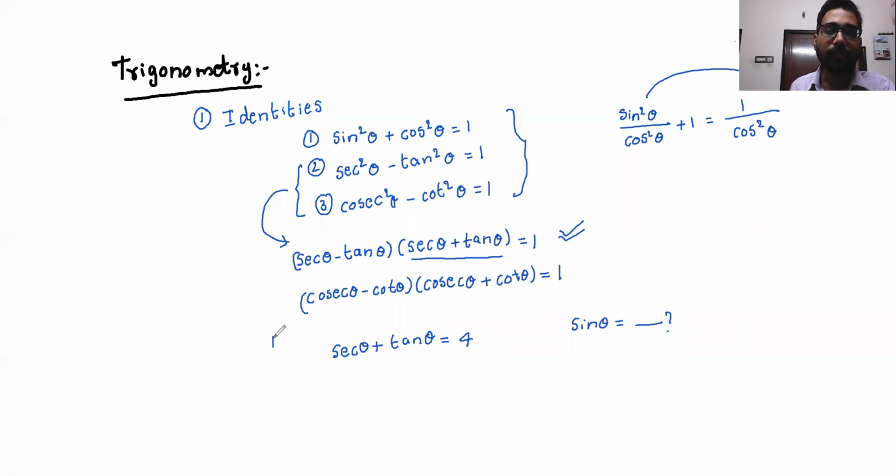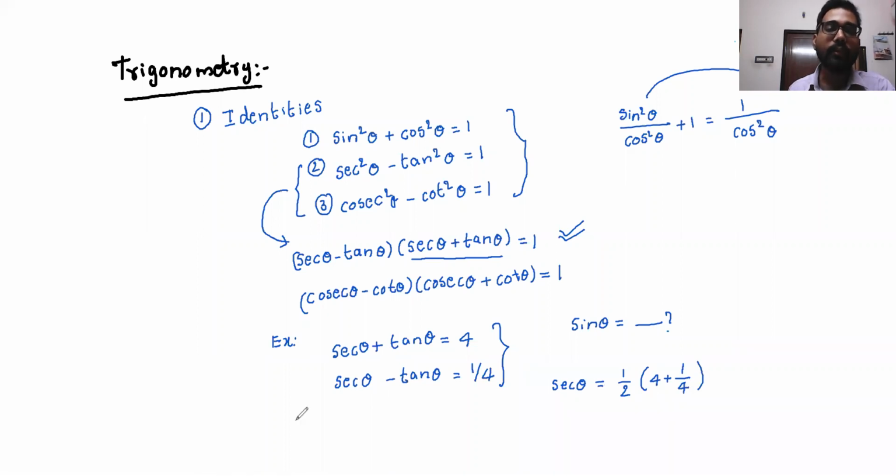So this is an example where these will be useful. If you put secant theta plus tan theta as 4, then we'll get secant theta minus tan theta as 1 upon 4, because you put 4 in this identity. So now we have these two equations. If you add them once, you will get secant theta, and subtract them once, you will get tan theta. So secant theta is going to be 1 by 2 times 4 plus 1 by 4.